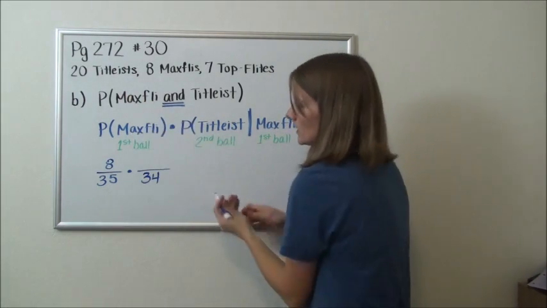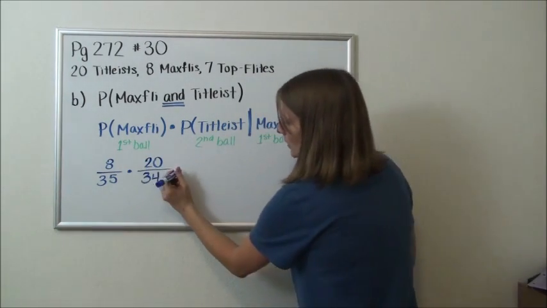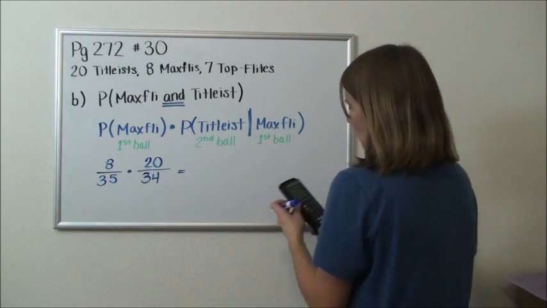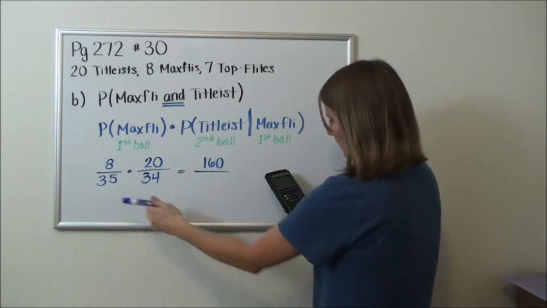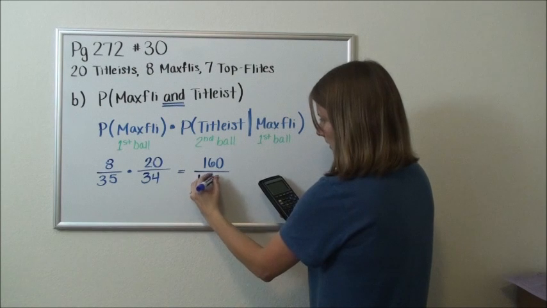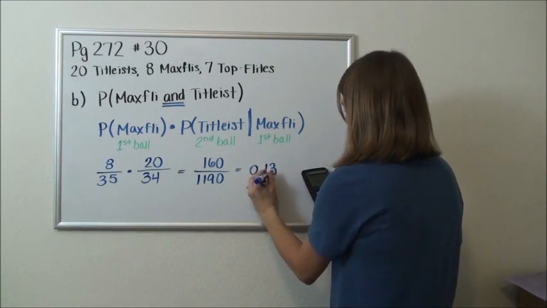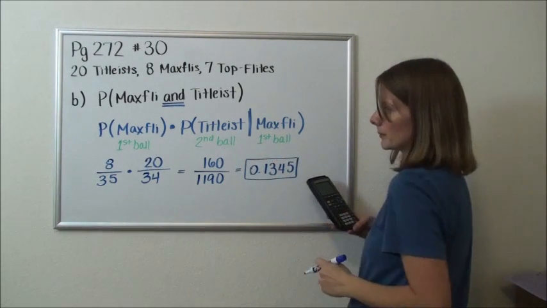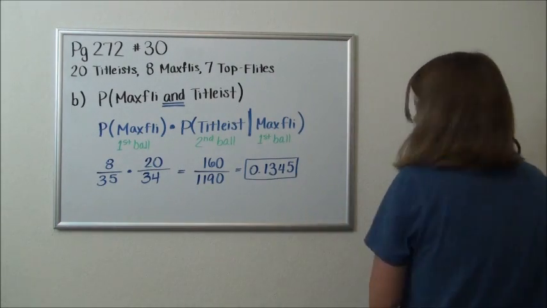There's still 20 Titleists left in the bag. And so again, you'll see the same probability we had before, the 8 times 20, that's the same as 20 times 8, so that'll be the 160 again. And then the 35 times 34, again, is the 1190. And so we still get the probability 0.1345 when you round. And that was part C.